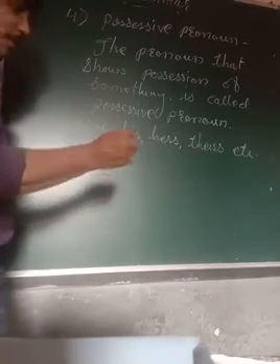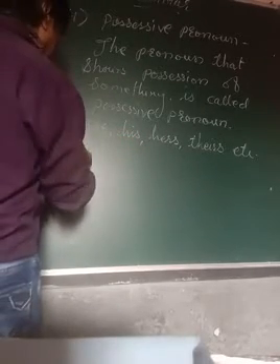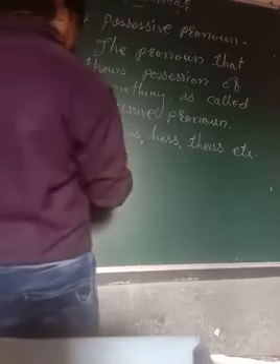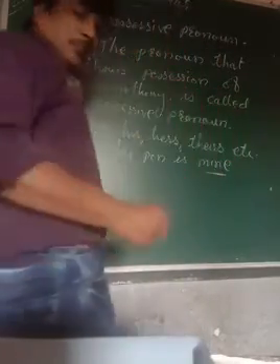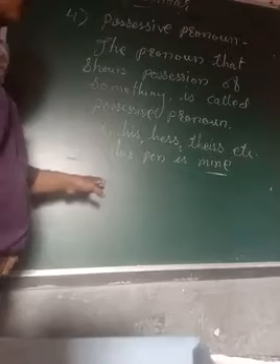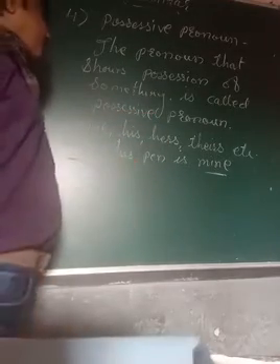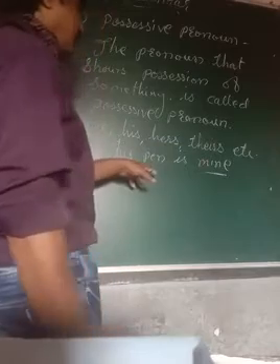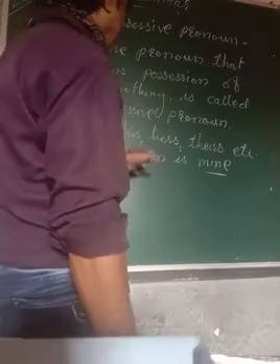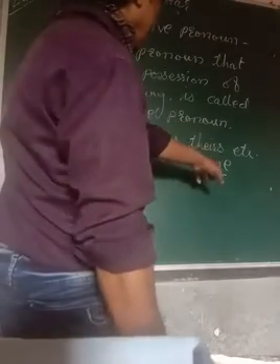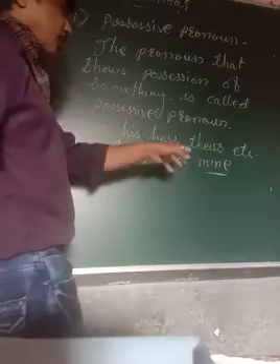For example, I am taking here: This pen is mine. So look here, mine is a possessive pronoun here, showing the possession of the pen. Mine, this pronoun, shows the possession of the pen. That pen belongs to me. Okay, so it is called mine.